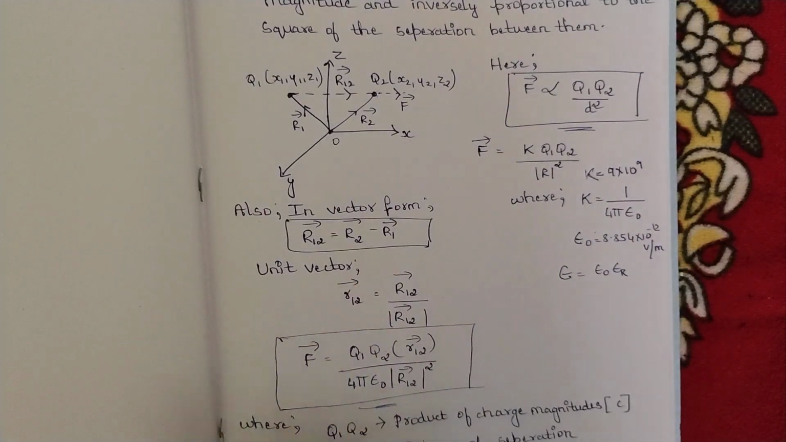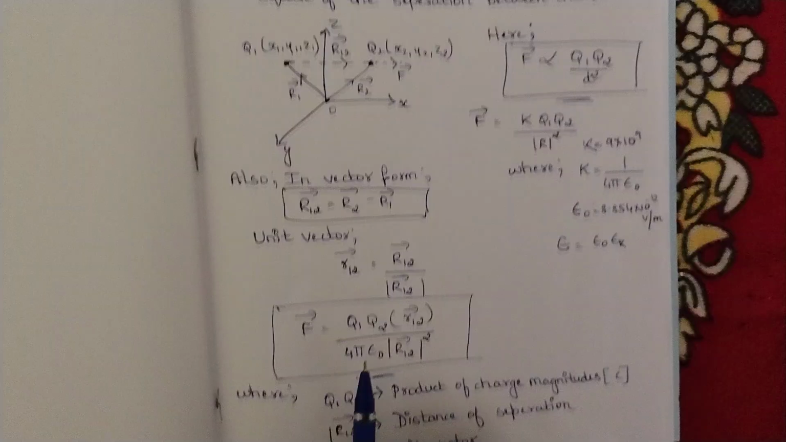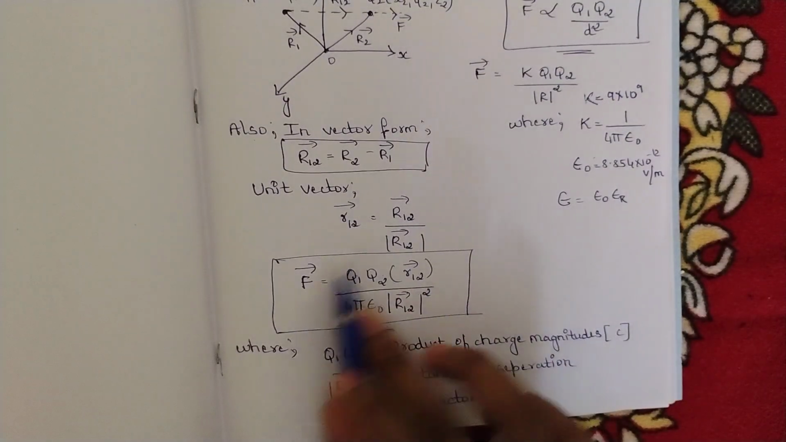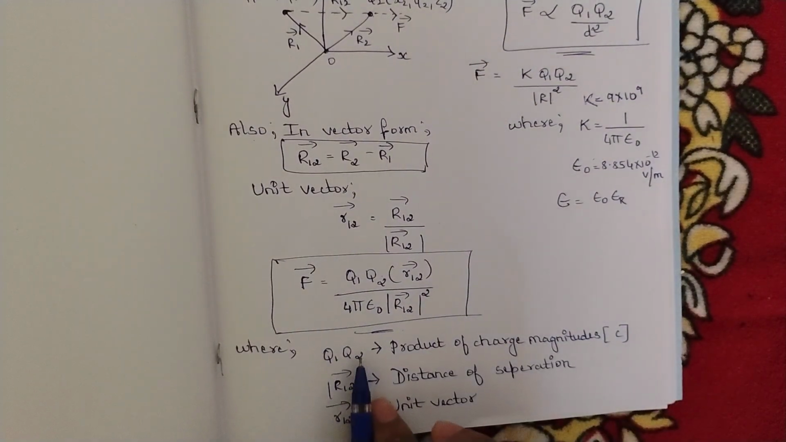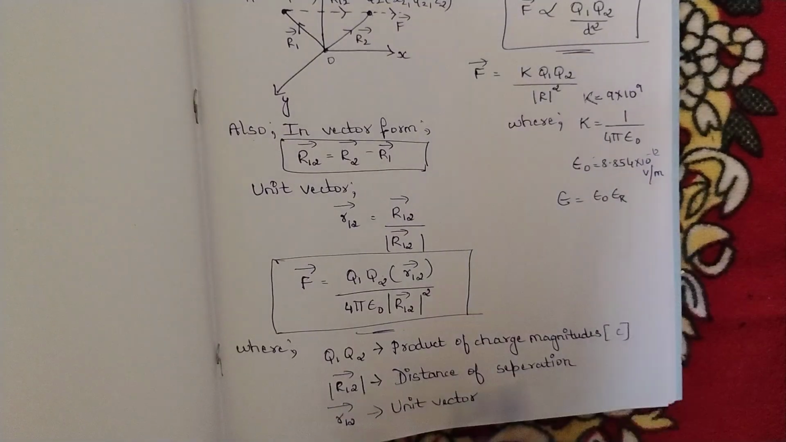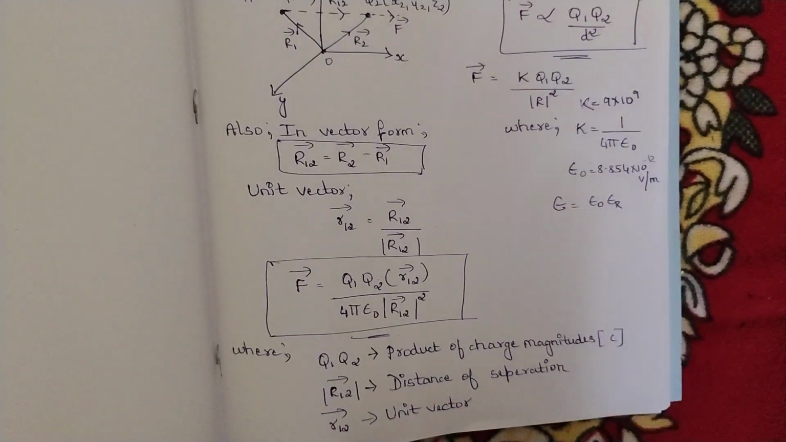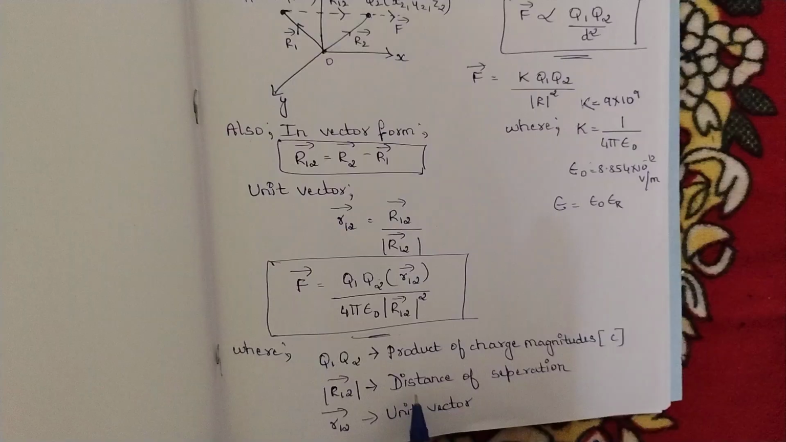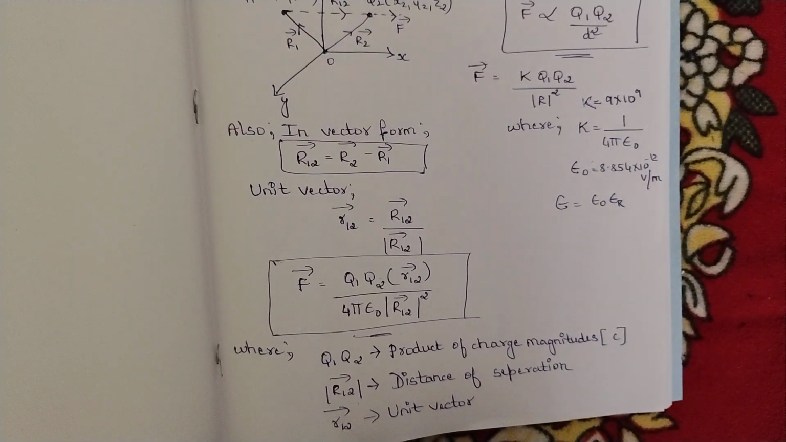Okay, so in this way the Coulomb's force of attraction, the equation of force is given in this form. We should be mentioning what all the terms are here. q1 q2 is the product of charge magnitudes, given in coulombs. You know that the SI unit of charge is coulomb. Then the magnitude of r12 is the distance of separation. Then the small r12 with the cap is the unit vector. So this was about the description.